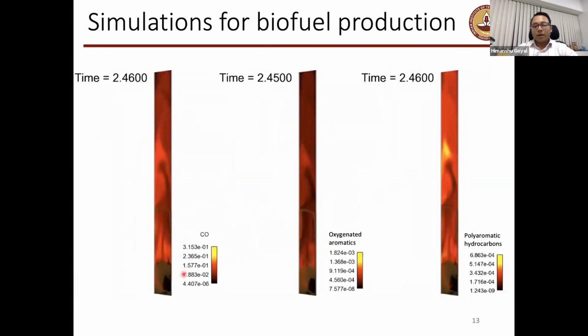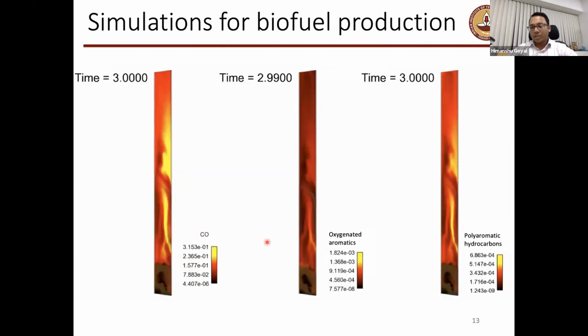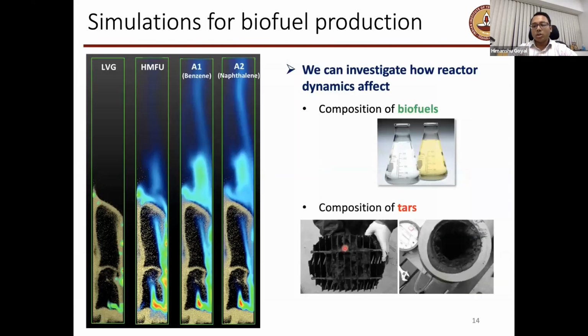So we can now study the impact of different reactor dynamics on individual species, like how much carbon monoxide will be produced, or oxygenated aromatics or polyaromatic hydrocarbons, which was not possible earlier. With these types of simulation tools, the power is that we can determine the ideal conditions at which we can tune the composition of biofuels. We can maximize a particular component or minimize a particular component, and determine the composition of TARS, which is a side product and a major hindrance towards making biomass conversion a major technology.